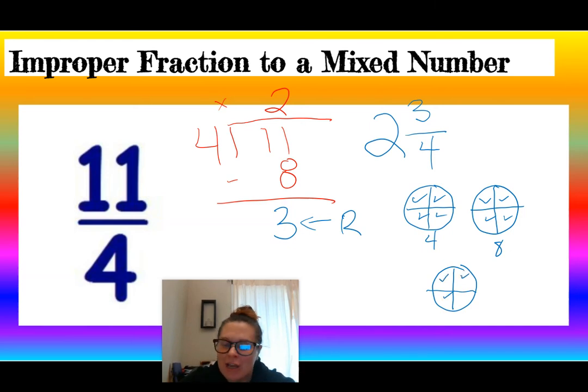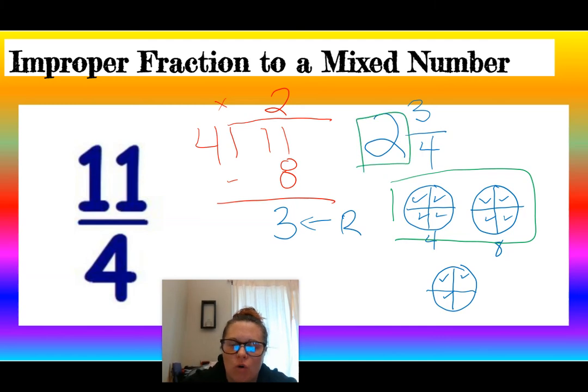Stop, stop, stop. So if I look at this, I see that I have 2 wholes. 2 wholes. And I look at my one left over, I have 1, 2, 3, and that's where the 3 out of 4 comes from.